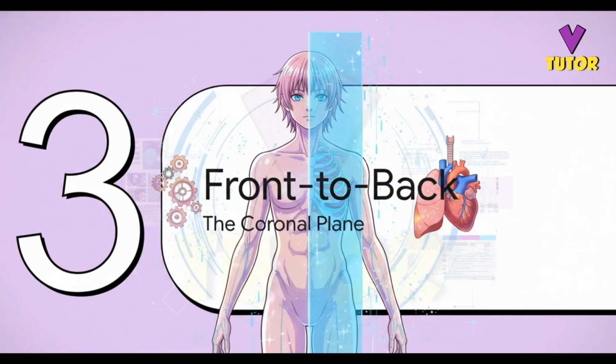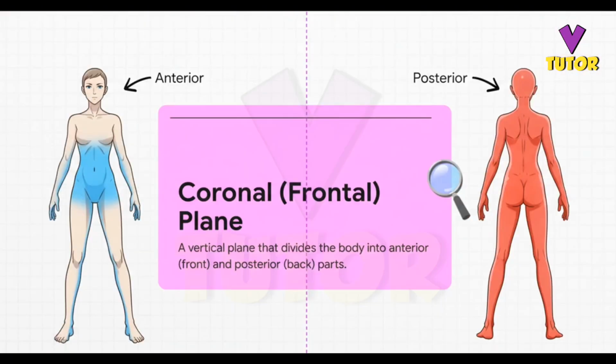Okay, so we've got right and left covered. Let's move on to our next plane. Instead of dividing right and left, this one slices the body in a completely different direction. This is the coronal, which is also sometimes called the frontal plane. So the coronal plane is also vertical, but it runs side to side, which basically splits the body into a front half, what doctors call the anterior, and a back half, the posterior. So the big takeaway here? Coronal always means front and back.